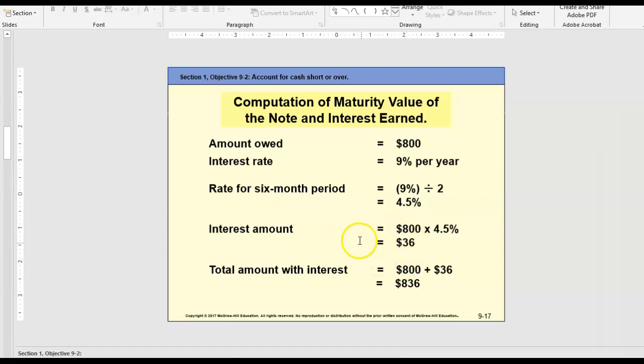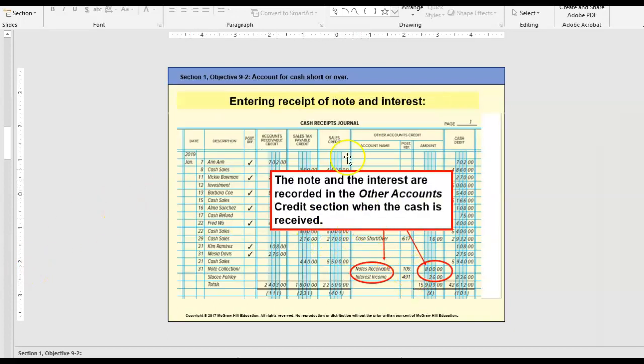So how is the interest then recorded in the books? Let's take a look. In the cash receipts journal over here, you're going to have your note collection at the end of the month. It will go into notes receivable, and then interest income. That way you have this whole transaction, all the debits equal the credits, 836 here and 836 there.